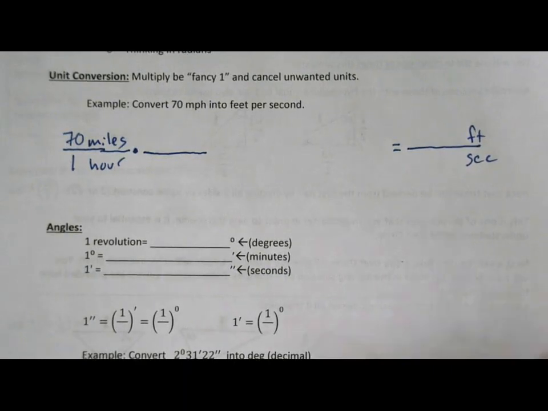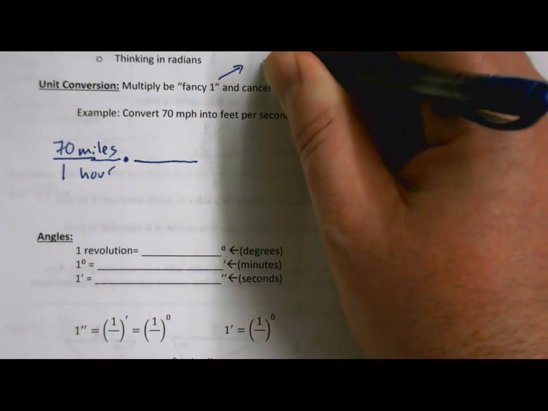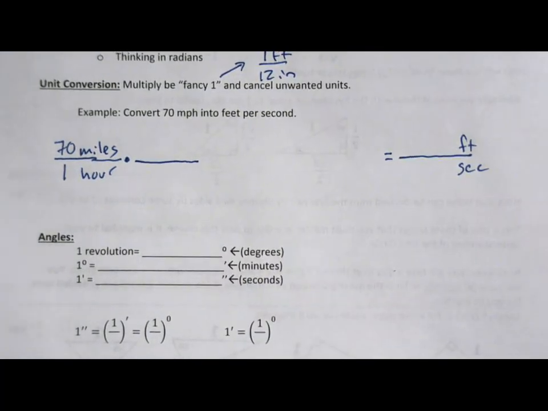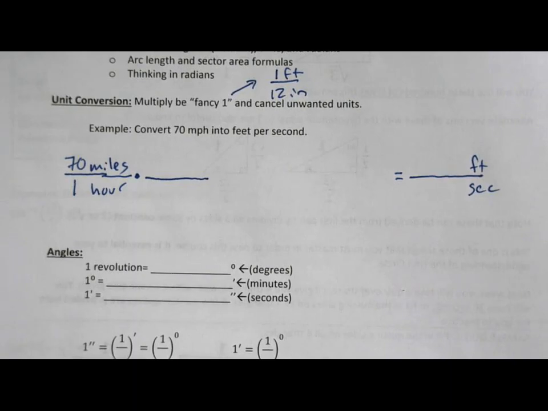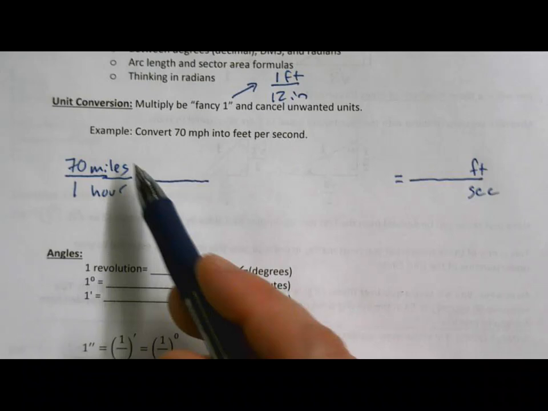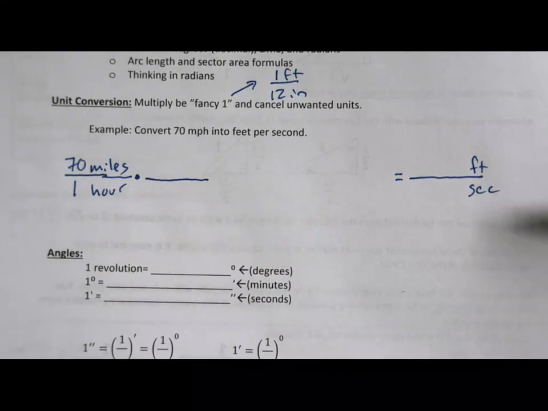I'll give you an example of a fancy one that we may end up using. Not for this problem, but here's an example of a fancy one. 1 foot over 12 inches is a fancy one. Would you agree that 1 foot and 12 inches are exactly the same thing? So when I divide them, I am going to get 1, okay? So that's what a fancy one means in this context. It's not going to have the same numbers or the same units, but it should be the same thing. My goal is to cancel my unwanted units. I don't want miles per hour. I don't want miles or hours. I'm going to try and cancel those. I'm going to try and end up with feet and seconds.